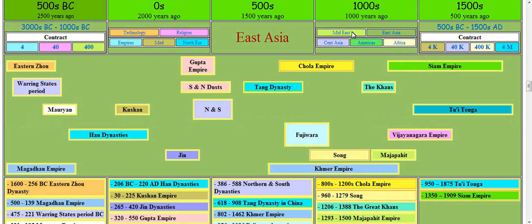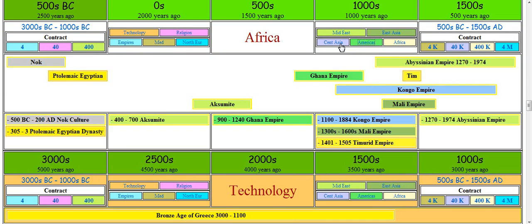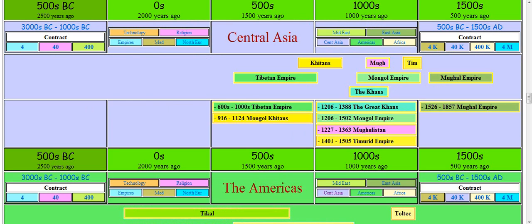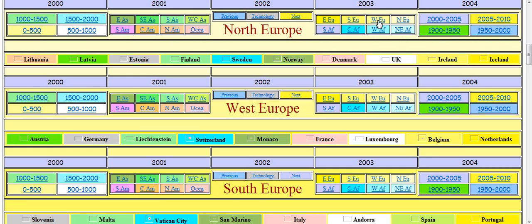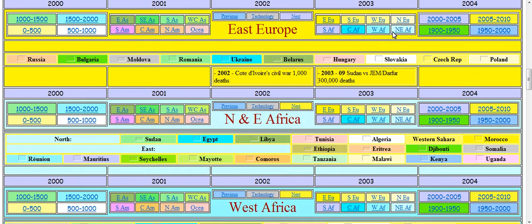Yeah, in East Asia, Middle East, Africa, America, Central America. So that's one page on its own. And then in the present we have even 1 year, because so much stuff is happening recently. 1 year is a block, so the entire width across the page is 5 years. So we have that all with the entire world. North Europe, West Europe, and so on.